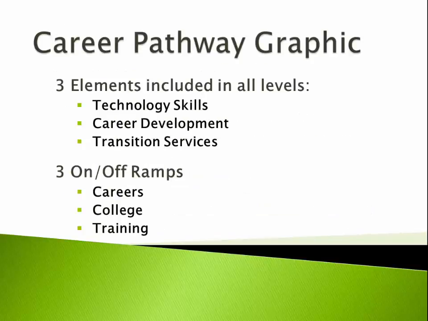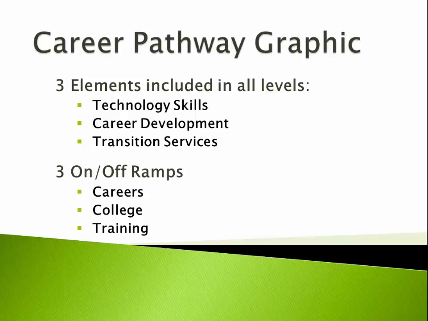There are 3 elements that are included in all levels. They are at the center of the graphic. Technology skills is one of those, career development, and transition services. We will go into a little bit more depth on each one of those as we go. There are also 3 on and off ramps again, college, careers, and training. The areas indicate where a student may advance from one level to the next, if you'll look at the arrows that connect each one of those. And they may skip a level or go on to the next bridge, or they may leave or go to work, additional training, or college, and then return to adult education.